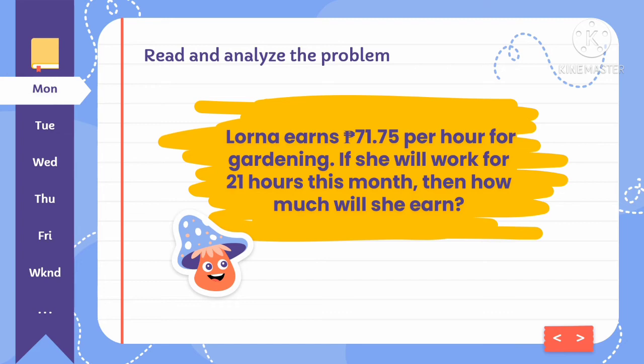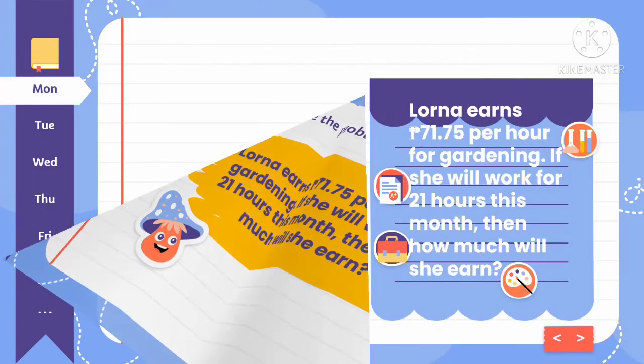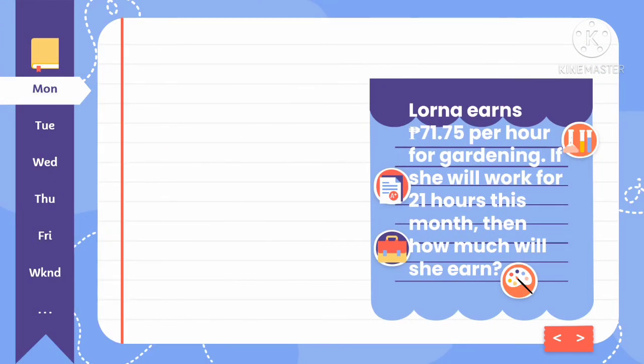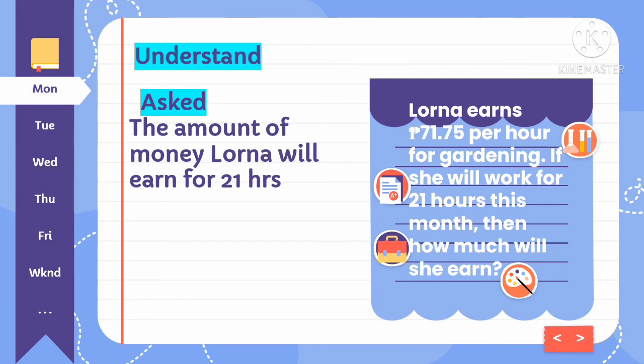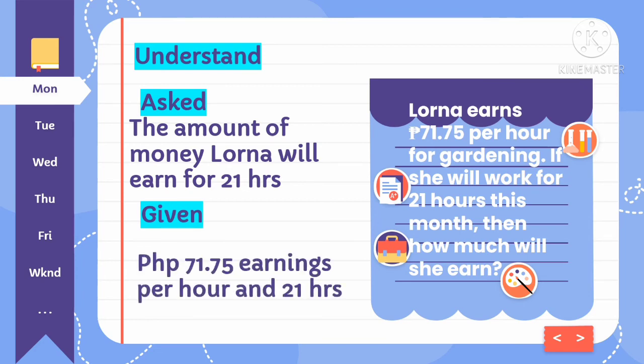So, let's solve. So, first step is understand the problem by answering what is asked in the problem. So, the amount of money Lorna will earn for 21 hours. So, yun yung ating hinahanap. Then, the given facts are 71 pesos and 75 centavos earnings per hour and working 21 hours.